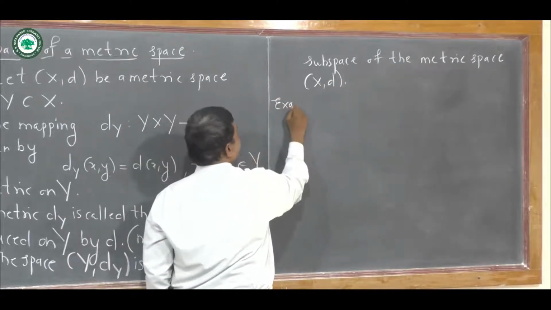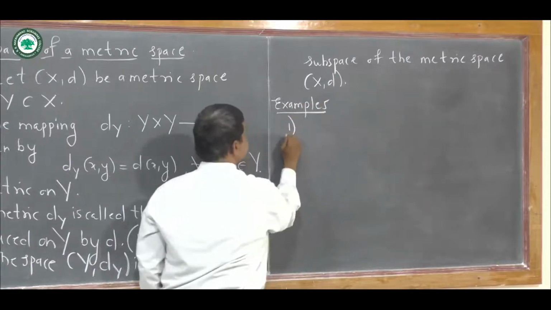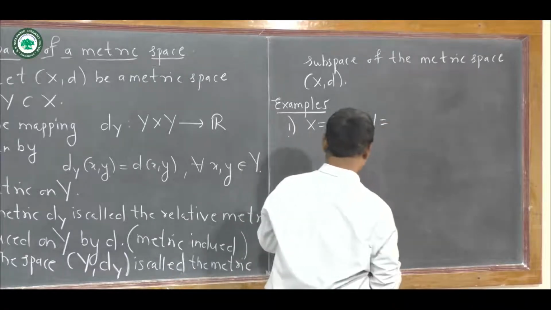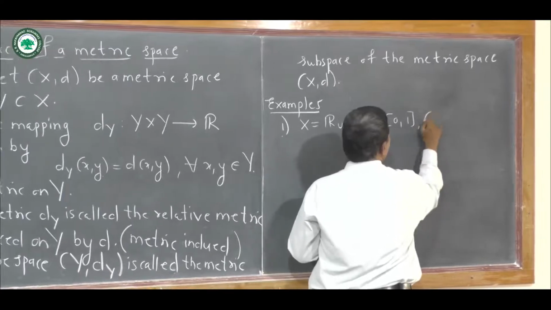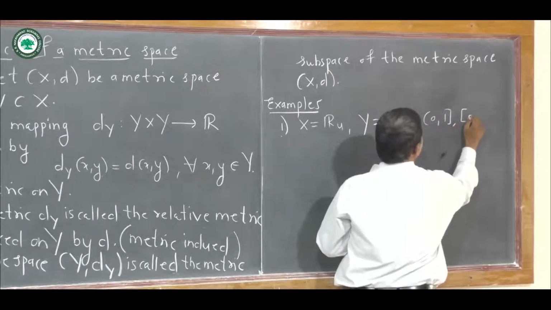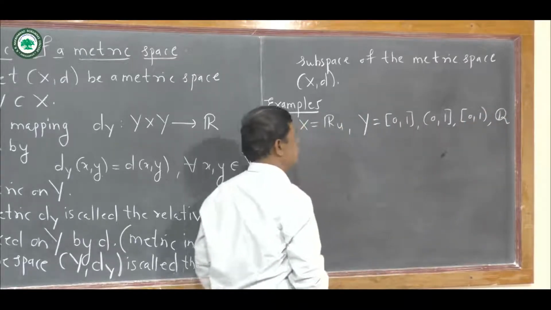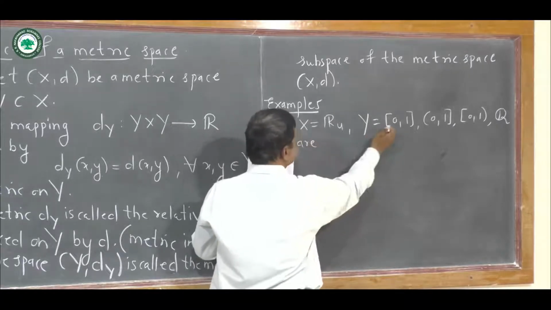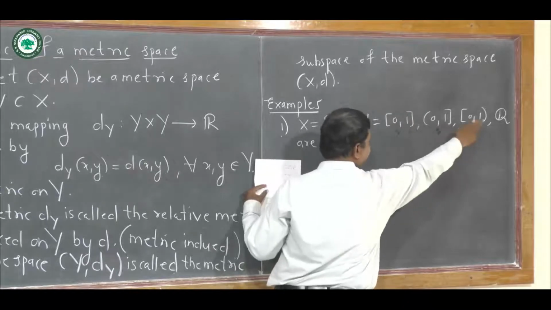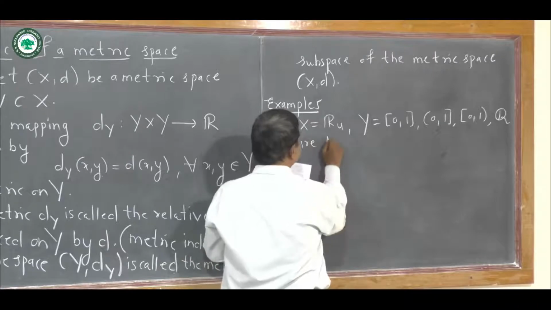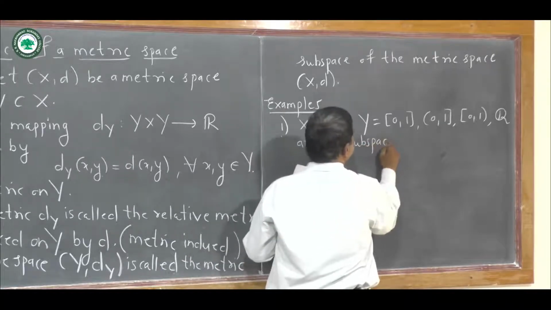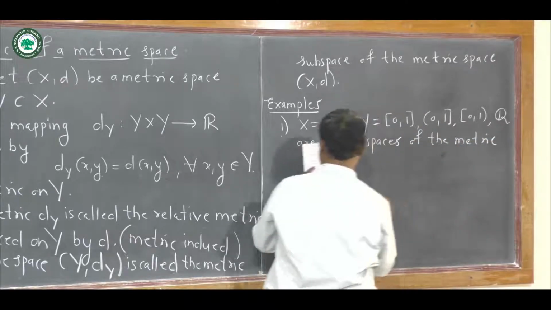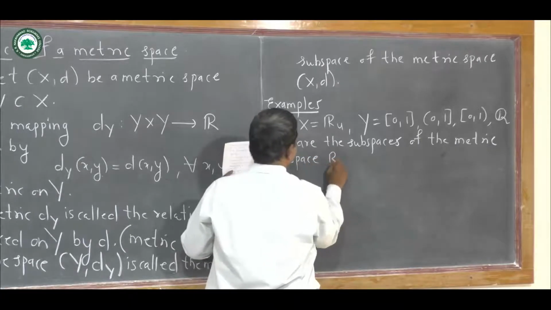Now examples. The first example is that if you take X equal to R_u, that is R with the usual metric, and if you take Y equal to the closed bounded interval [0, 1], or the open closed interval (0, 1], or the closed open interval [0, 1), or if you take Y equal to Q, that is the set of all rational numbers, then these are subspaces of the metric space R_u.